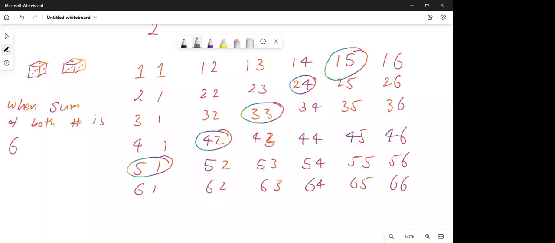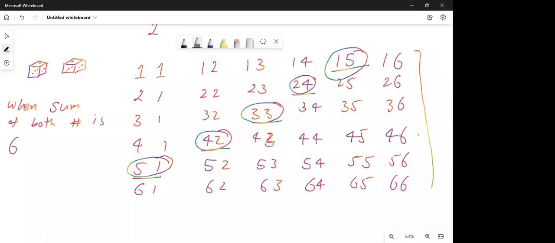Is there any other number pair whose sum can be 6? So there is no other number pair whose sum can be 6, all right? So how many were those? 1, 2, 3, 4, 5. So we have 5 outcomes whose sum is 6.